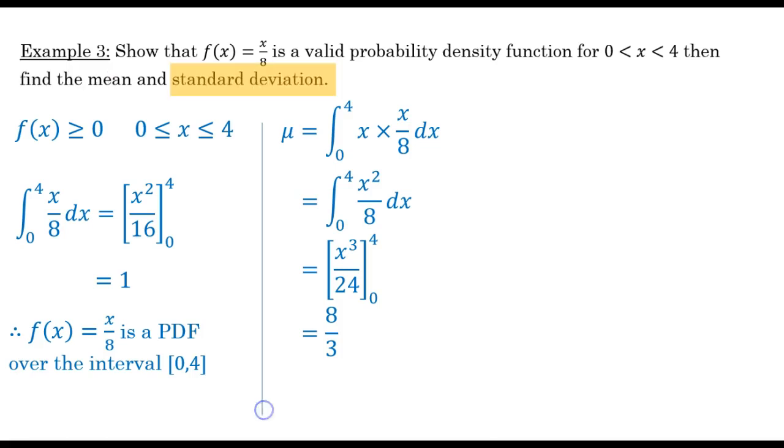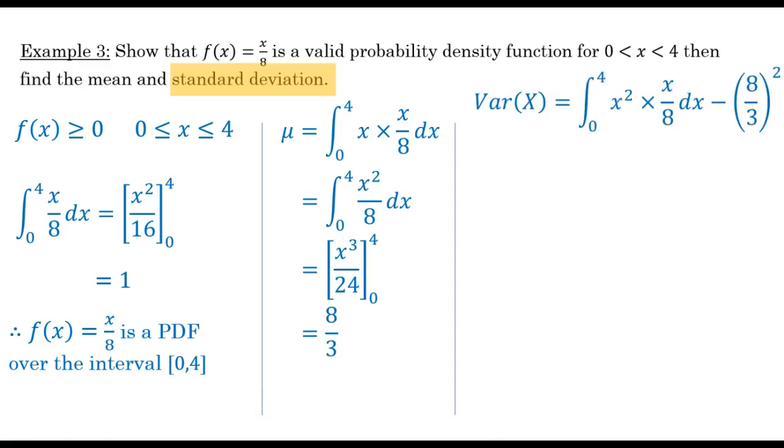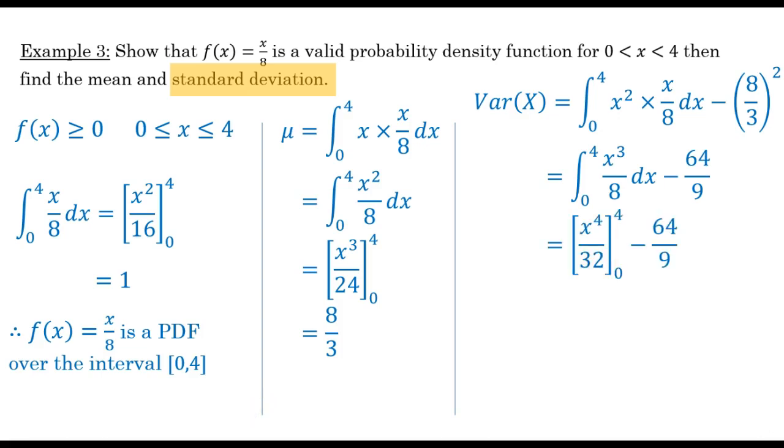Now, to find the standard deviation, I have to find the variance first. And to find the variance, I'm going to take my function, multiply it by x squared, then integrate that, and subtract the square of the mean. So, the integral of x cubed over 8 is x to the 4 on 32. The square of my mean is 64 over 9. Evaluate that, and I get 8 over 9. So my variance is 8 over 9.